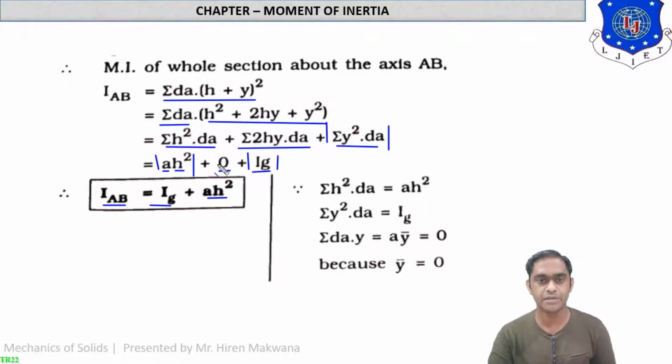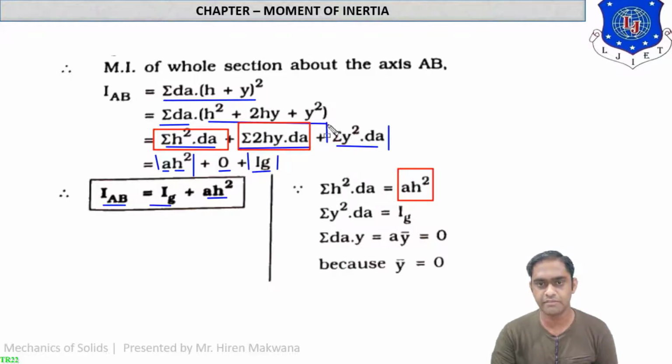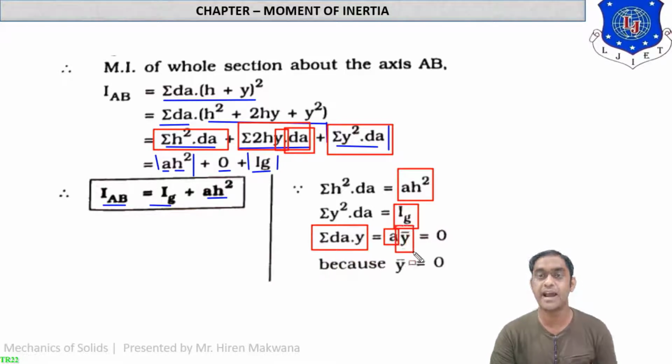Now how does the middle term become 0? Let us see. This middle term sigma 2hy into dA becomes 0. Let us see how. Here the reason is given. First term sigma h square dA is equal to A into h square. Sigma y square dA is equal to Ig as per the formula on the previous page. Now sigma dA into y, 2h will be constant. Okay, sigma dA into y means what? Sigma dA means area, and y means what? It becomes y bar. How?